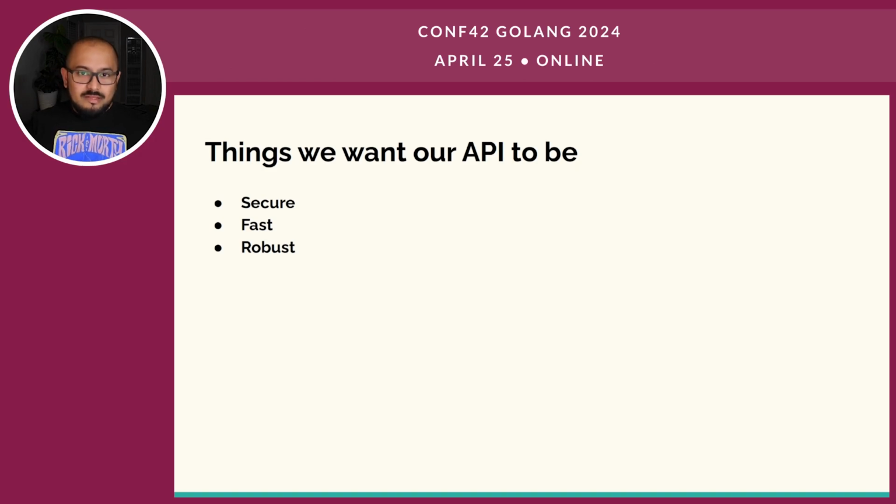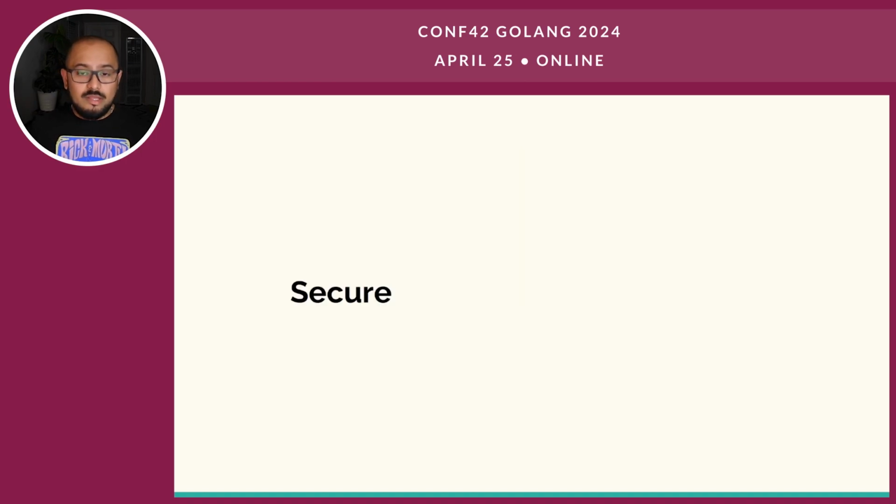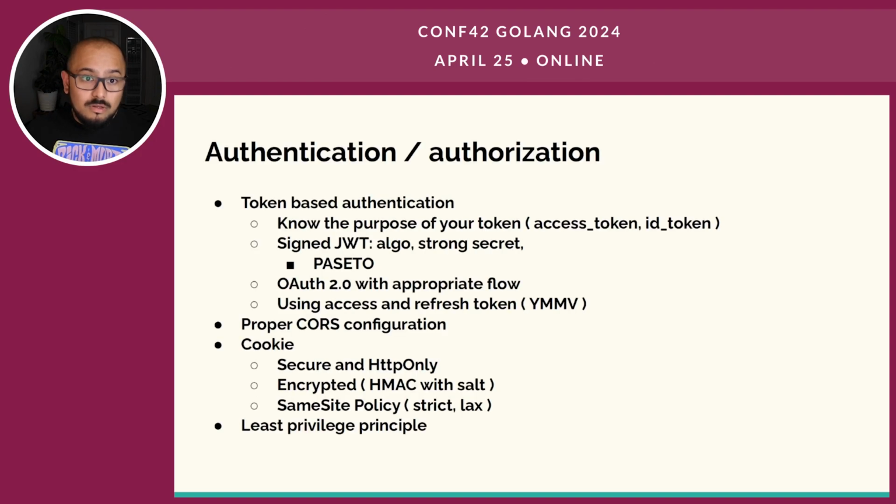When building an API, there are a couple of things that we want our API to be. One is we want it to be secure, we want it to be fast, and we want it to be robust. So in this talk, we'll look into how we can address each of those using different techniques. So first, let's see how we can make our API secure.